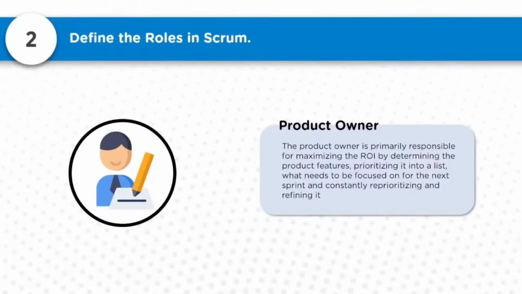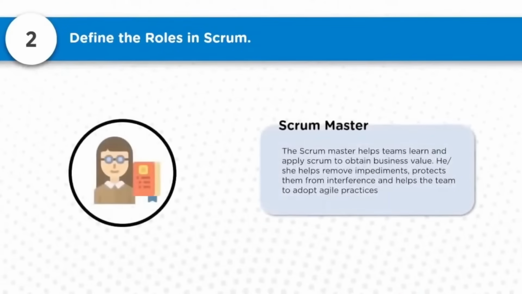The next role we can think of is the Scrum Master, who helps teams learn and apply Scrum to obtain business value. The Scrum Master helps remove impediments. An impediment is anything which can stop things from flowing smoothly. The Scrum Master protects the team from interference and helps the team adopt Agile practices.